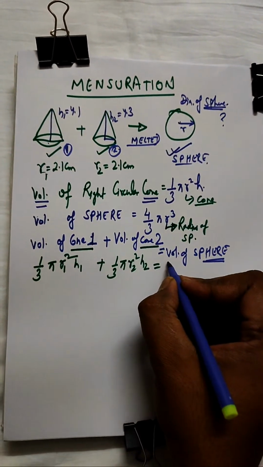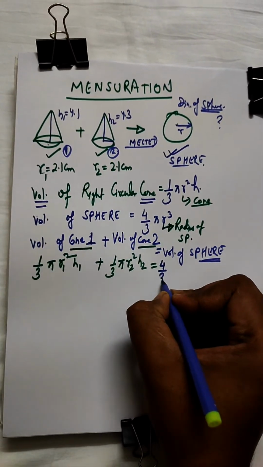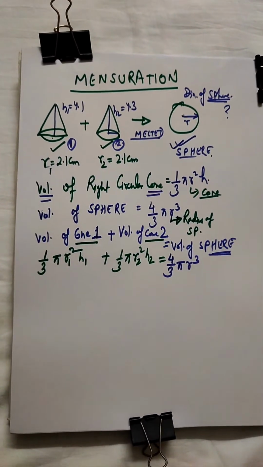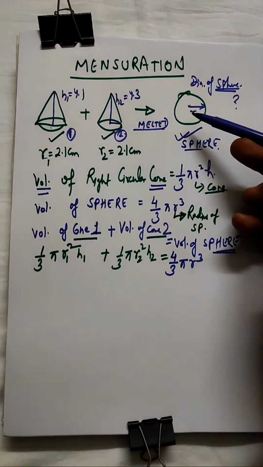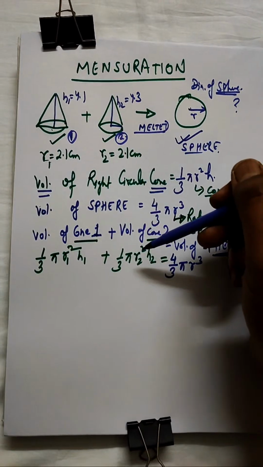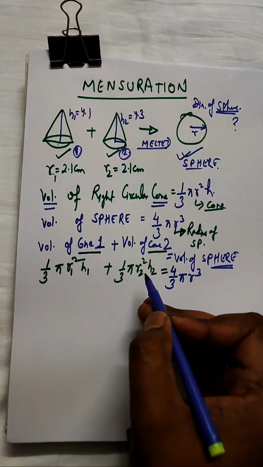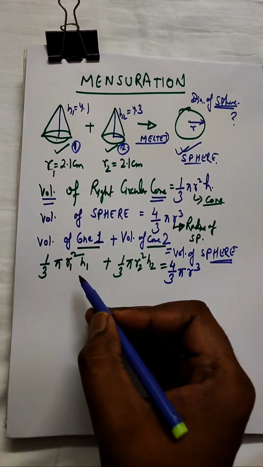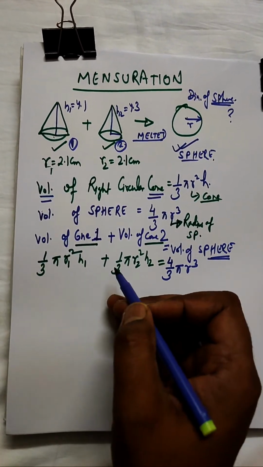So writing it with a different color, 4 by 3 pi r cube, just to distinguish it separately, right? Here this r is the radius of the sphere which is formed after melting two cones. And the volume of the two cones will have the variables r1 h1 and r2 h2. Basically these are not variables as of now, but in the formula they are treated as variables, and here we know the values of those variables, that is r1 h1 and r2 h2.